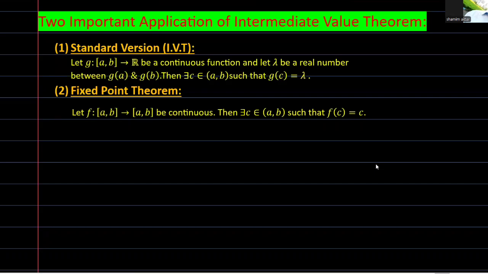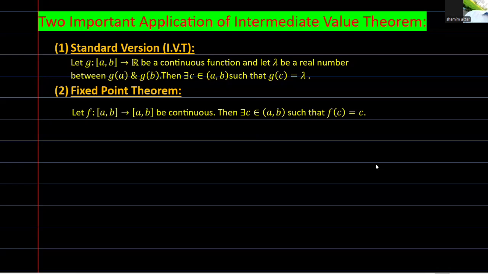The intermediate value theorem says that if a function g on the closed interval [a, b] to R is continuous, and lambda is any real number between g of a and g of b, then there exists a point c in the open interval (a, b) such that g of c is equal to lambda.